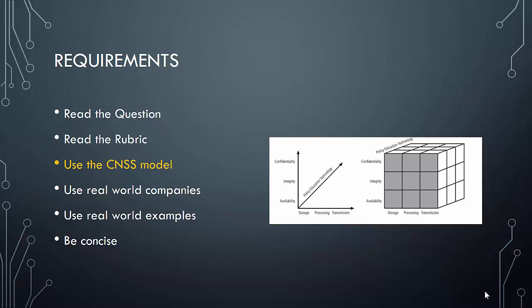Next point is, we've spent really a lot of time talking about the McCumber Cube or the CNSS model. You really should, on each question, look at this and see how does this apply to answering the questions. And on the midterm, it definitely applies on question 1 and question 3. And people often struggle on question 3 to go back and look at each of the tools, policy, education, and technology, and apply them appropriately to question 3.